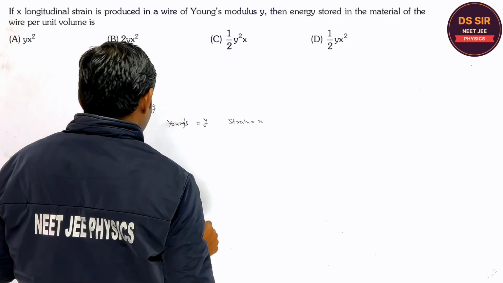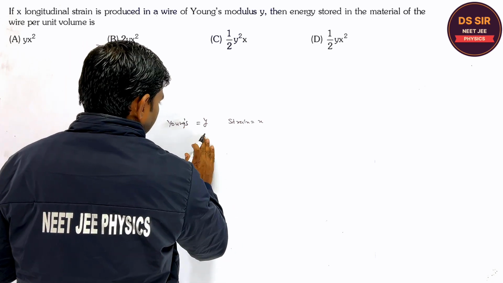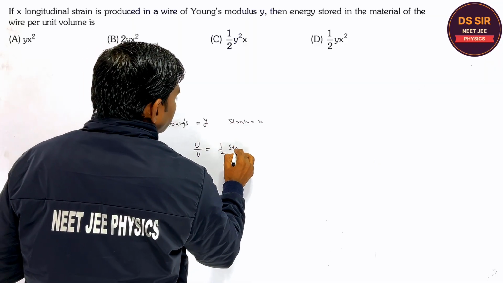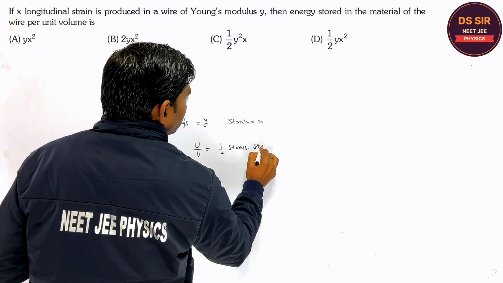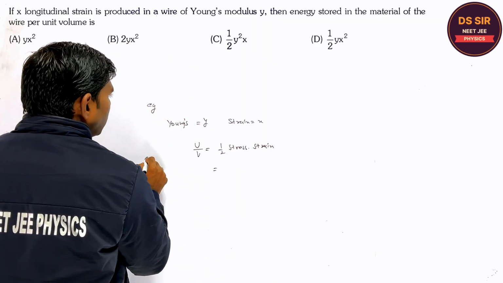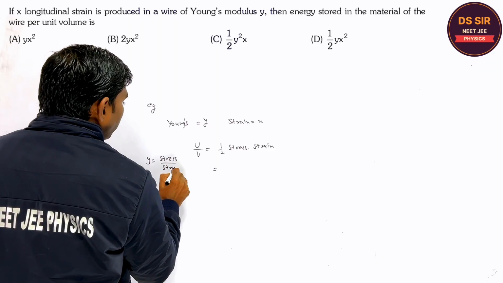Young's modulus. So the energy stored in the material per unit volume. What is energy stored per unit volume? It is 1 by 2 stress into strain, right? But Young's modulus is given. So what is the Young's modulus? It is equal to stress upon strain.